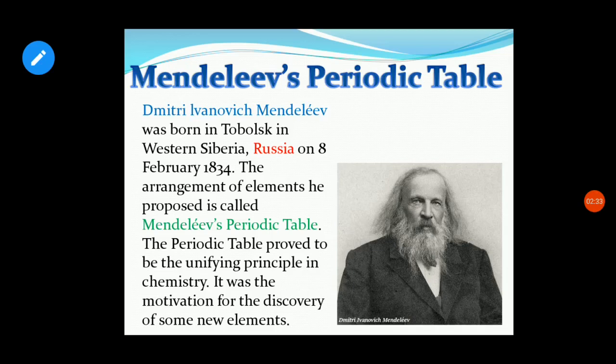Among the chemical properties, he concentrated mainly on the compounds formed by the elements which were reactive with oxygen and hydrogen. Why did he select oxygen and hydrogen? Because these two are very reactive and they react with almost all the elements. So he took the formula of the hydrides and oxides formed by the element.